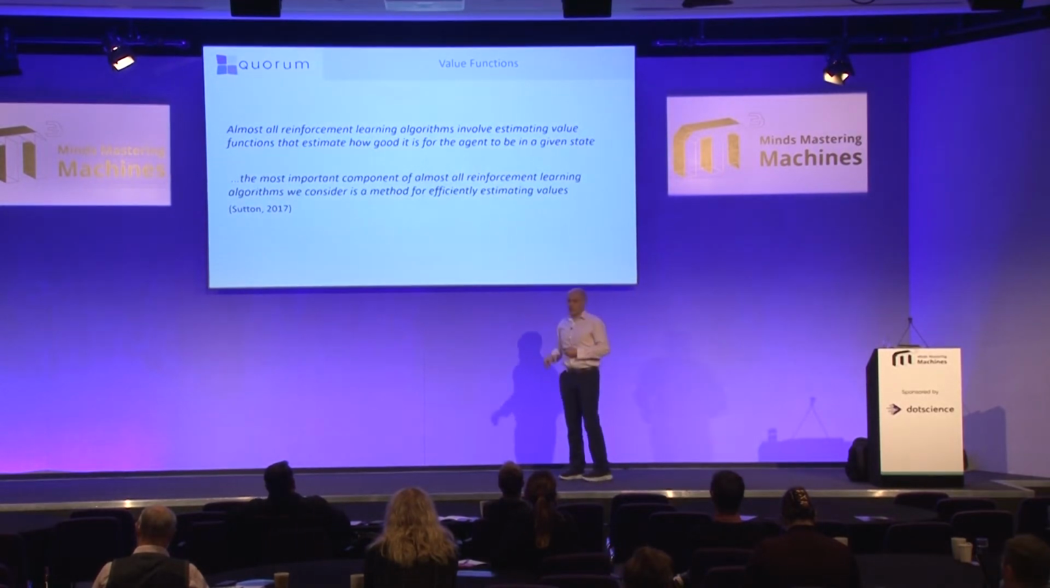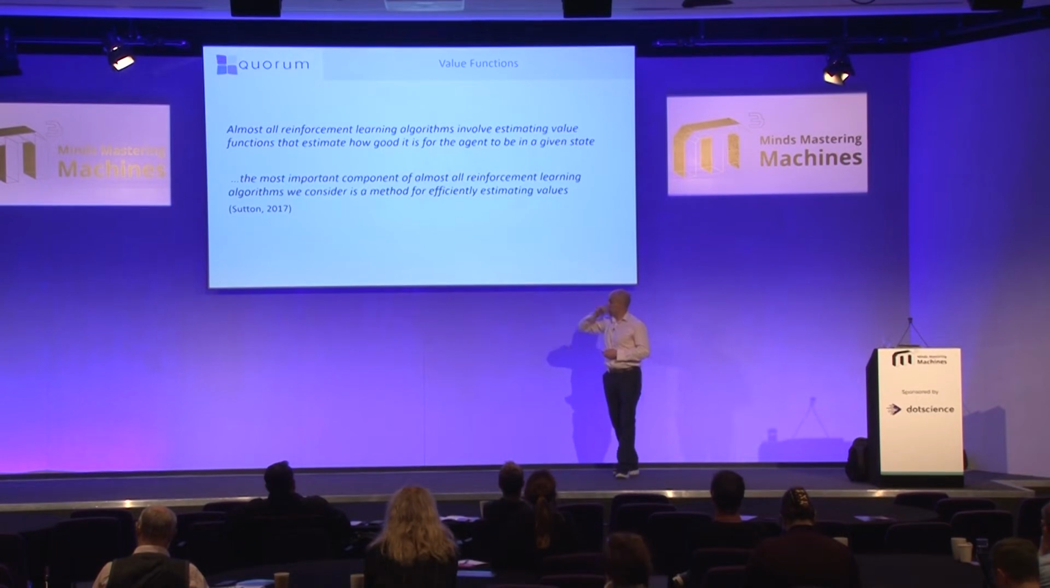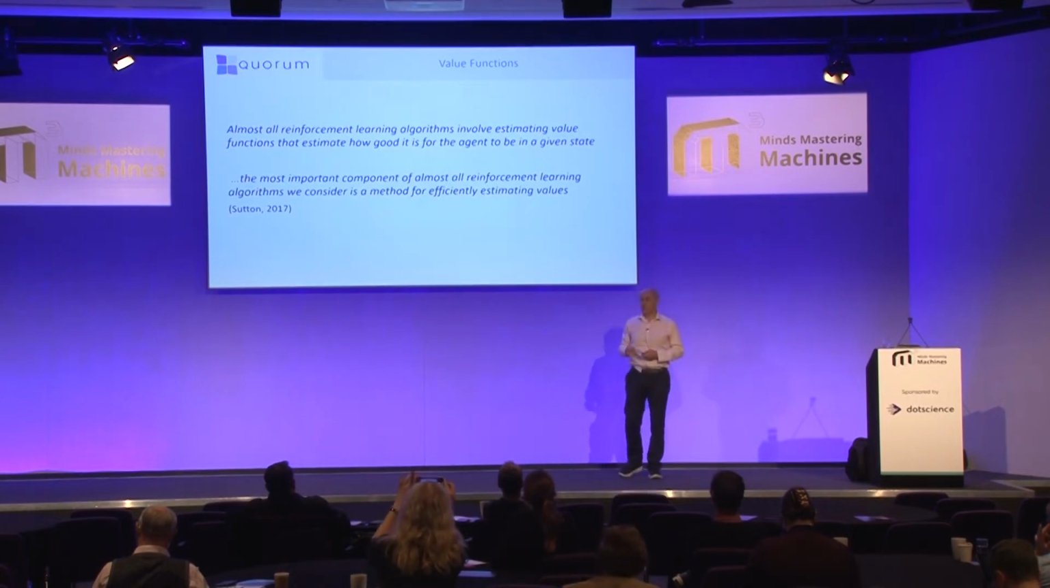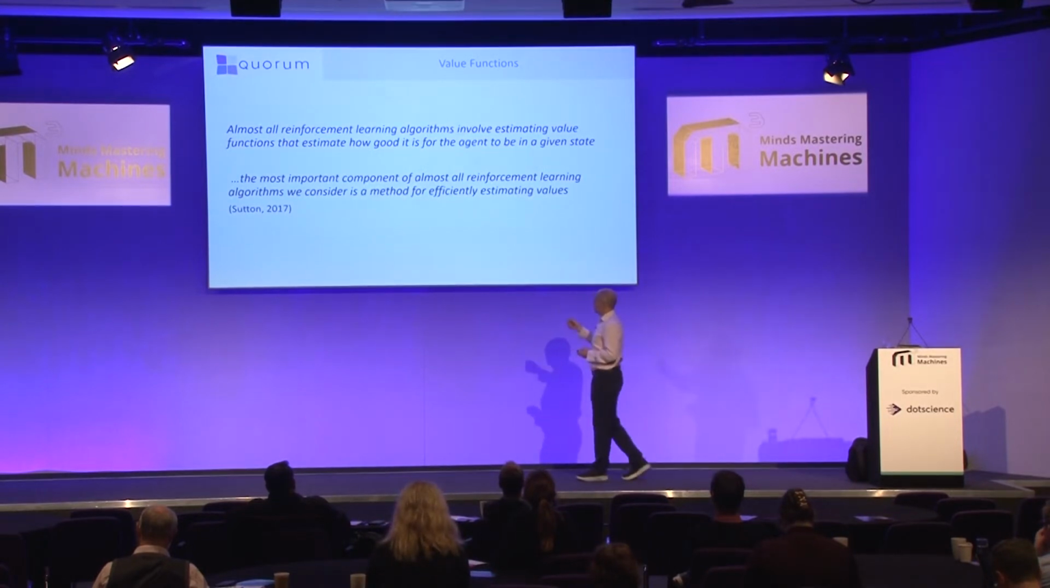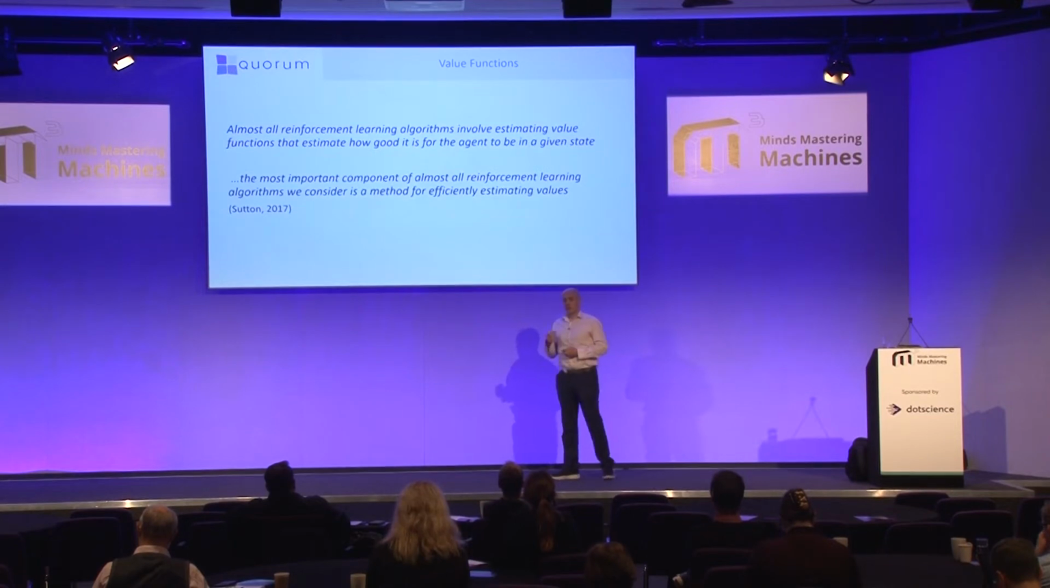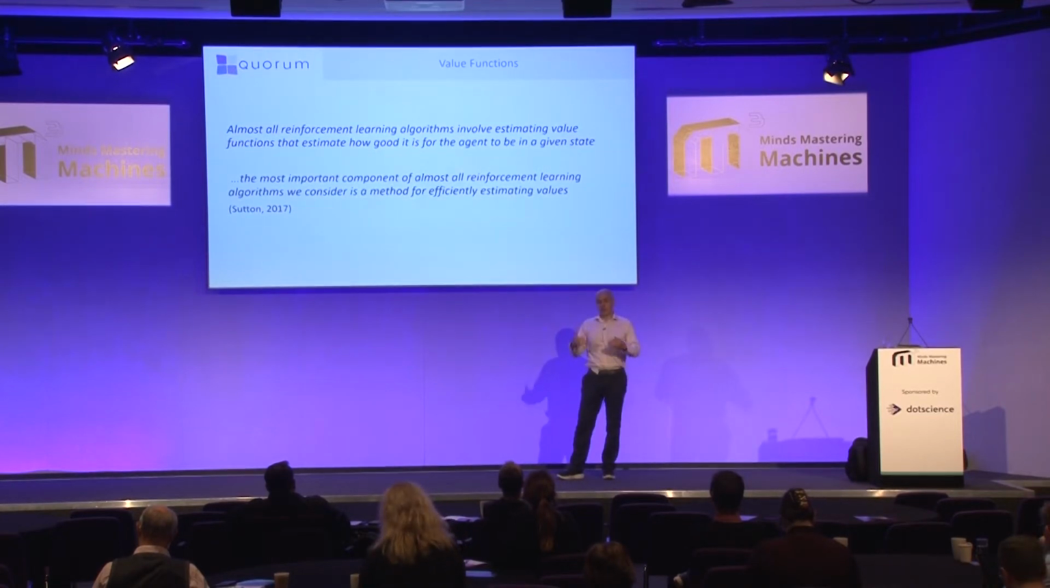The value function, according to Sutton, and Sutton's written one of the seminal books on reinforcement learning, is potentially the most important part of any reinforcement learning algorithm. And essentially, the value function tells the agent how good a particular state is or how good carrying out an action is.